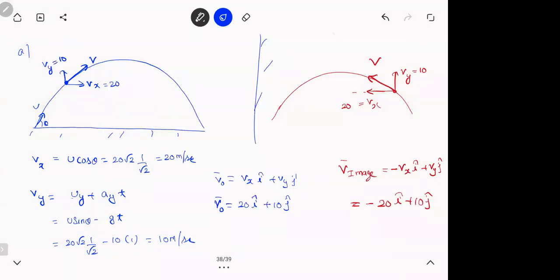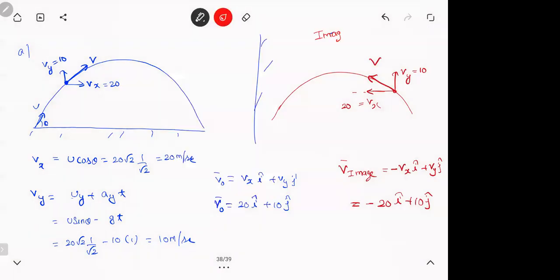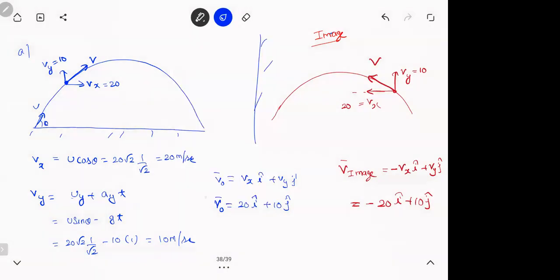If you see for the image, the Vx is in the minus x direction. So that's why you're writing minus i cap. So this would be the final answer. Velocity of the object, velocity of the image. Only thing, the i component will reverse, j component will remain same.